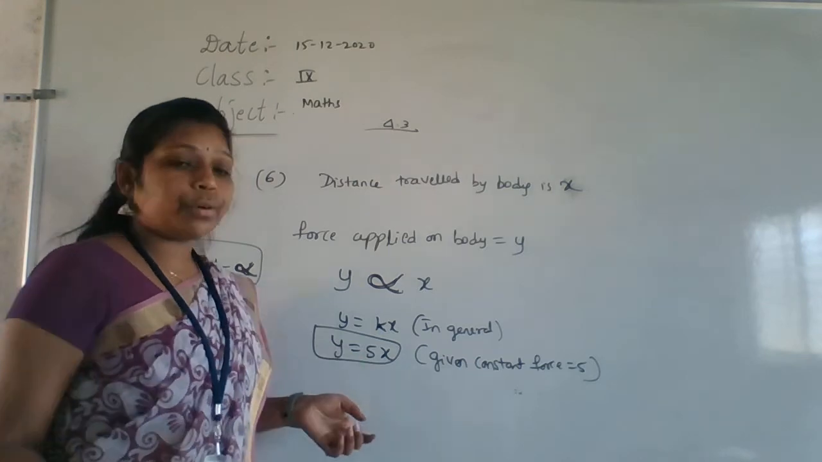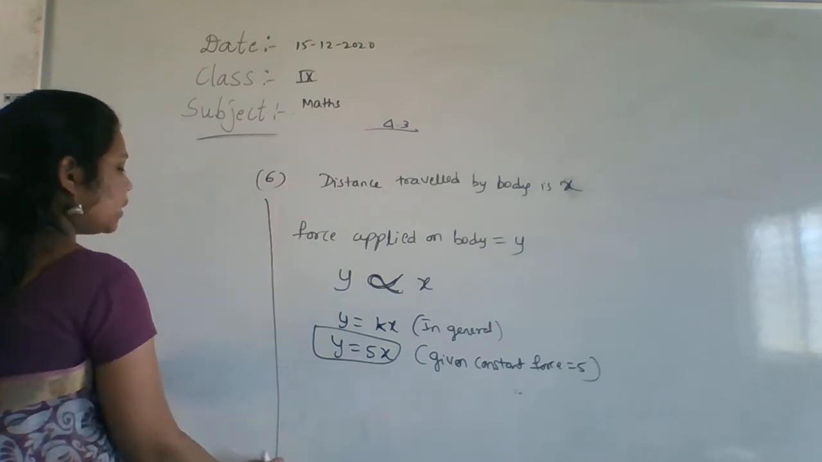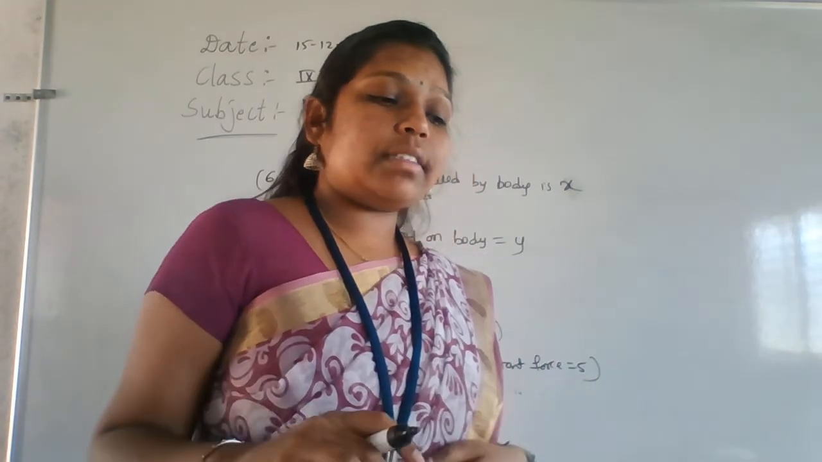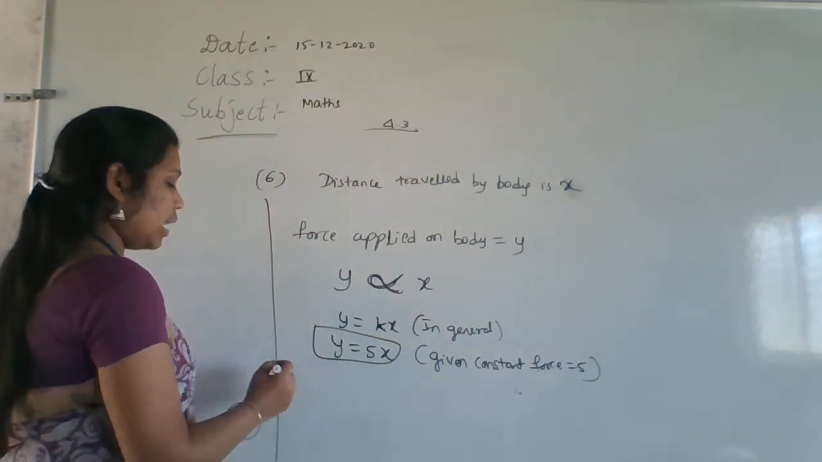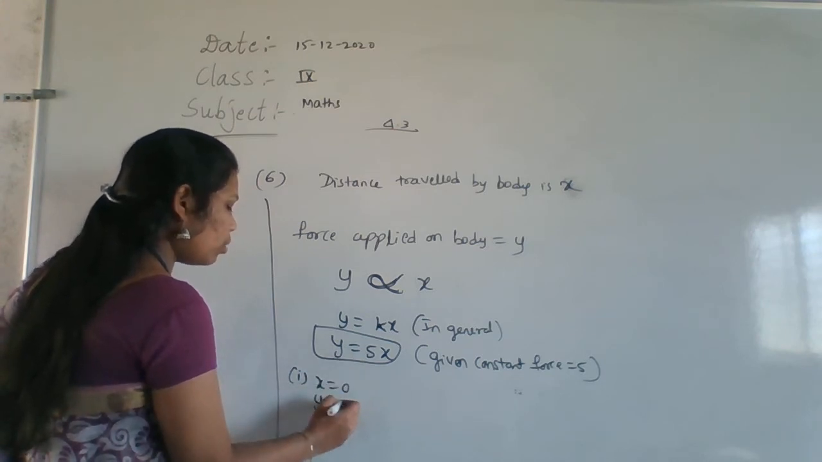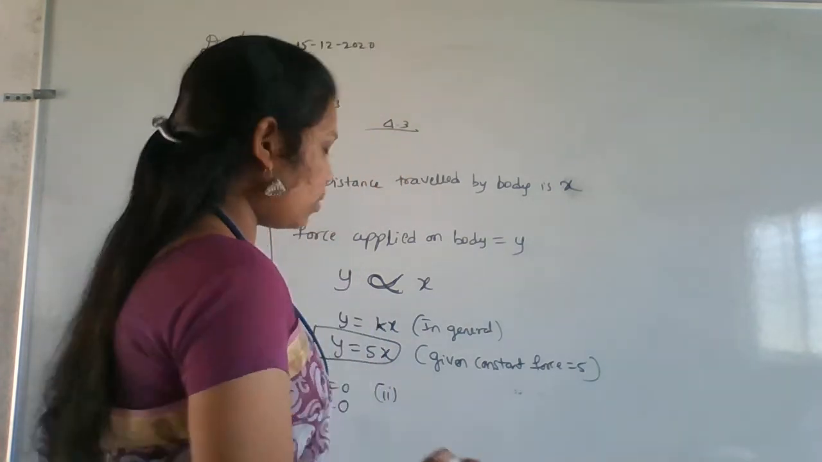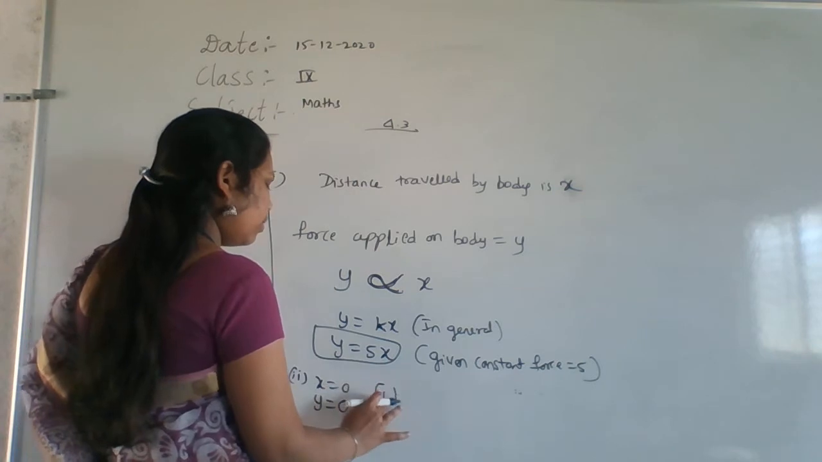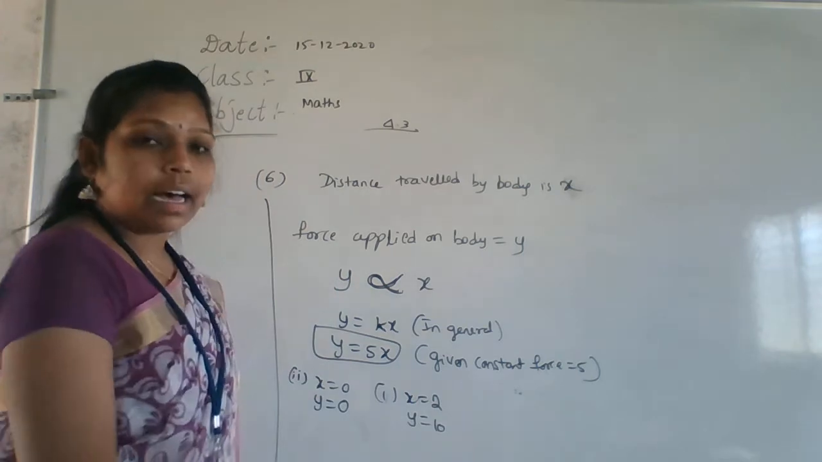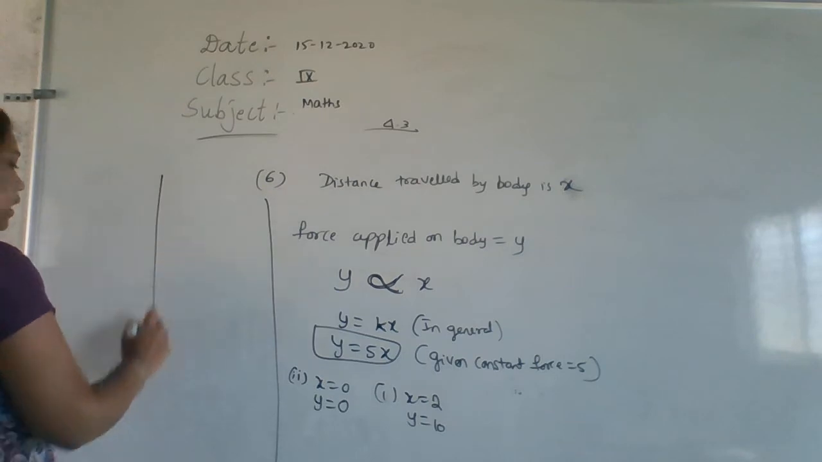Now you have to draw the graph and check whenever the distance travelled by the body is 2 units and 0 units. In the first case, x is equal to 0. What is y? That is also equal to 0. In the second case, if x is equal to 2, then y is equal to 10. That is the answer. So we already checked for 2 also. Now draw the graph.